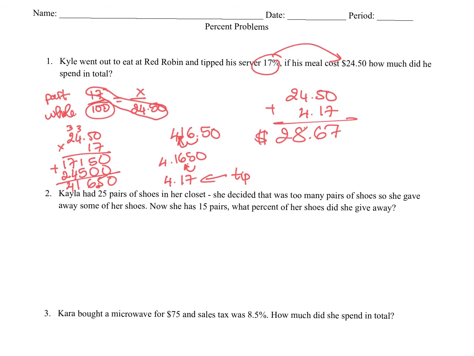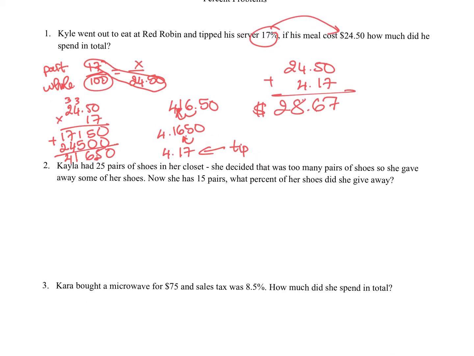Kayla had 25 pair of shoes in her closet. She decided that was too many pair of shoes, so she gave some of her shoes away. Now she's down to 15 pair. What is the percent of the shoes she gave away? So we are looking for the percent that she gave away.